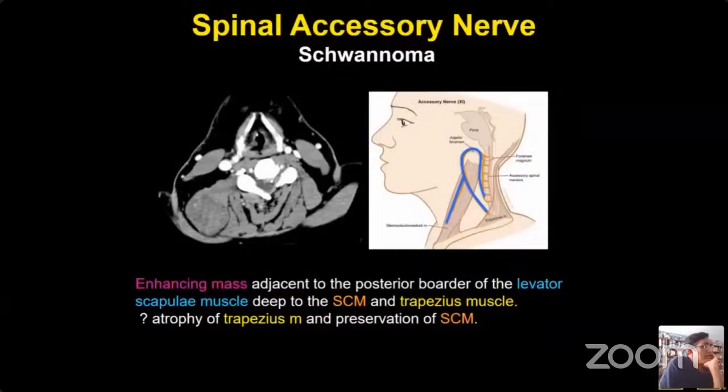You compare both the sides, and you realize that that huge mass is the schwannoma of the 11th cranial nerve. And why I'm saying that is that look at the trapezius muscle on the left as compared to the trapezius on the right. There is a denervation atrophy of the trapezius muscle on the right side because of this huge mass. And now we can diagnose on CT that this is a schwannoma of the 11th cranial nerve because of the location, just lateral to the levator scapula, and also because of the atrophy of the trapezius muscle. There you go.